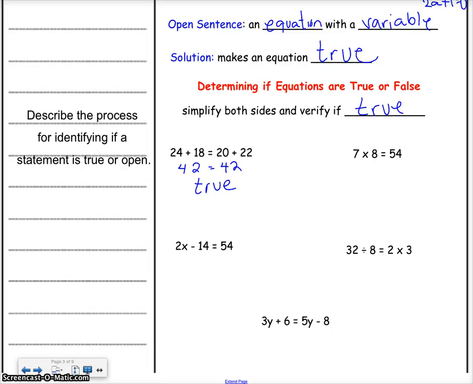So one of your learning targets today, they're going to give you expressions that look like this, and you're either going to say true, false, or open. Again, if you say open, open means there is a variable connected to it. So, is this a true equation, false equation, or an open statement? 7 times 8 is 54. 56 does not equal 54. That is false.